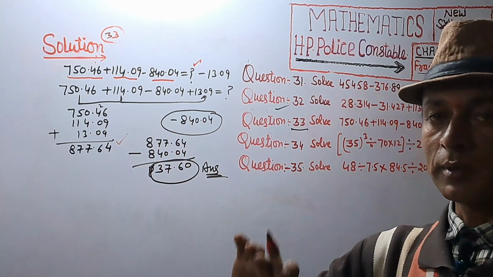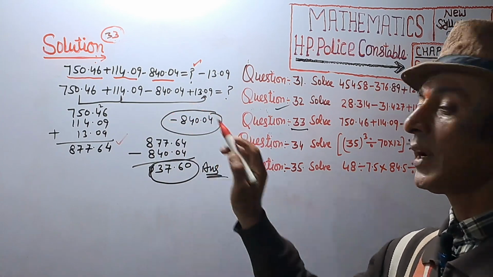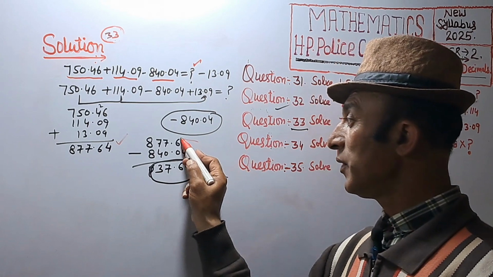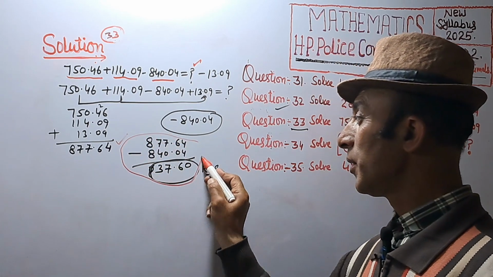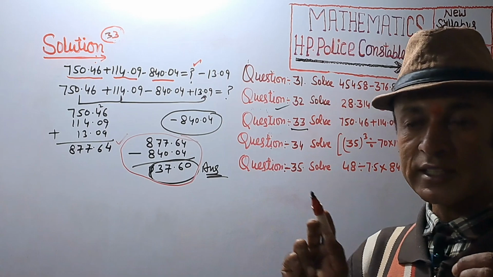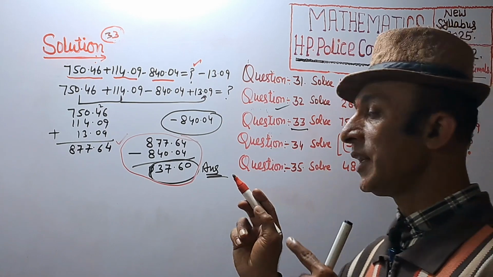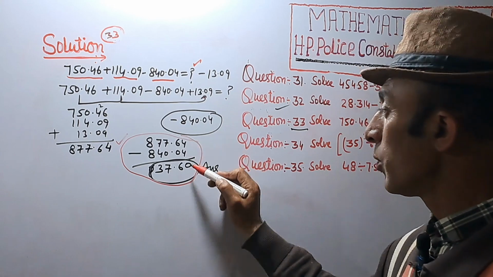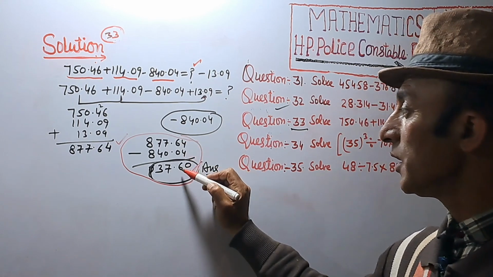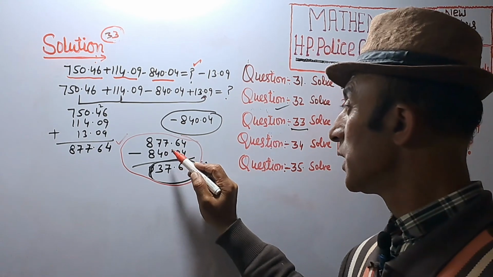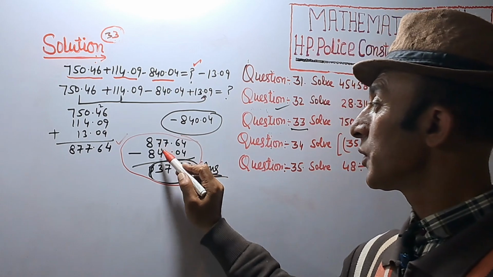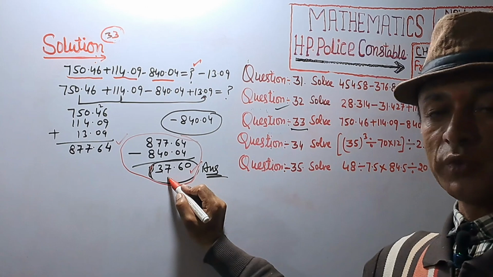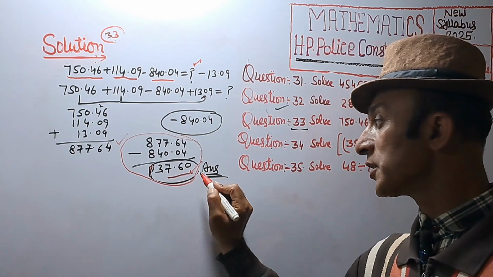The sum of the positive numbers and the negative number, only one, that is minus 840.04. Finally, we are subtracting positive and negative, so we get 877.64 minus 840.04. That is 4 minus 4 is 0, 6 minus 0 is 6, 7 minus 0 is 7, 7 minus 4 equal to 3, so 8 minus 8, that is 0. So we get 37.60 answer.